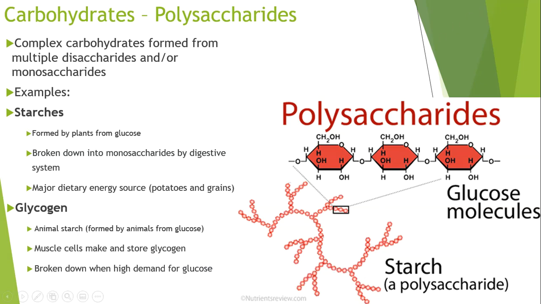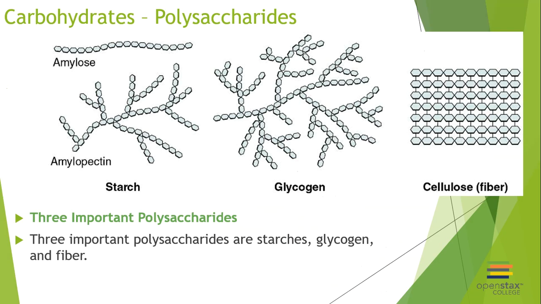We can move on down the list, or up the level of classification here, and get to polysaccharides. Saccharide means sugar and poly means multiple, and these are complex carbohydrates that form from multiple disaccharides or monosaccharides. So these are long chain polysaccharides. Think, for example, starches, which are formed by plants from glucose, and glycogen, which is usually in the form of animal starches. There are usually three important polysaccharides when we talk about physiology: starches, glycogen, and cellulose.